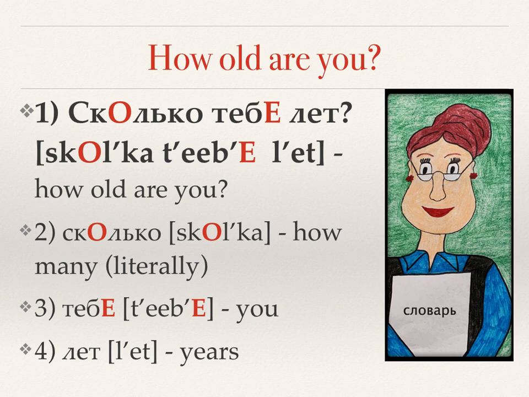How old are you? Number 1. Сколько тебе лет? How old are you? Number 2. Сколько can be translated as how old in this question, which literally means how many. Number 3. Тебе is one of the forms of the pronoun ты, you. Number 4. Лет means years.